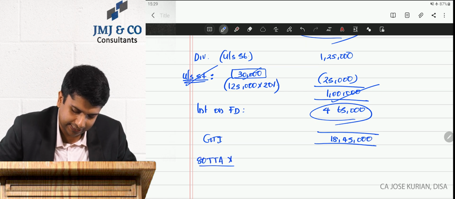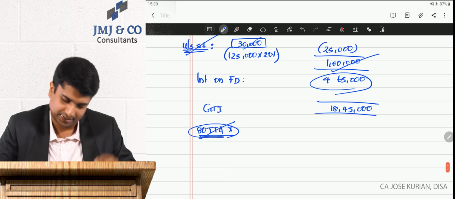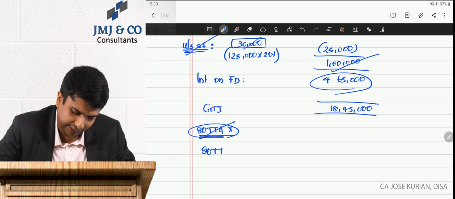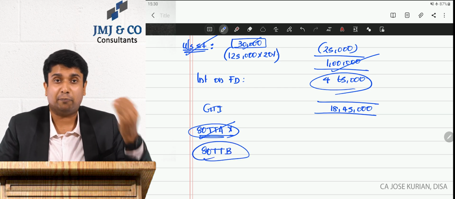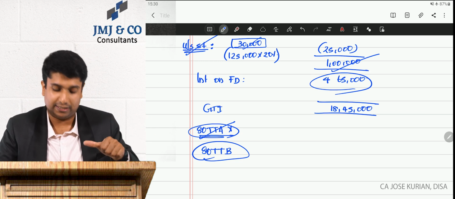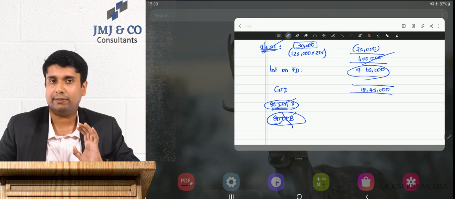You cannot claim 80TTA because only on savings bank interest you can make use of this 80TTA deduction. Now there is one more doubt will come, sir, we can claim 80TTB. 80TTB is actually interest on deposits. It can be savings or it can be fixed, but it is only eligible for what? Senior citizens. So 80TTA and 80TTB both cannot be deducted.